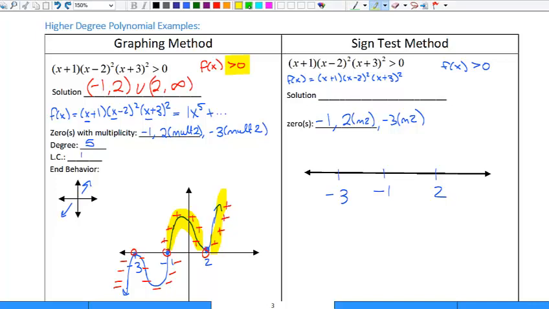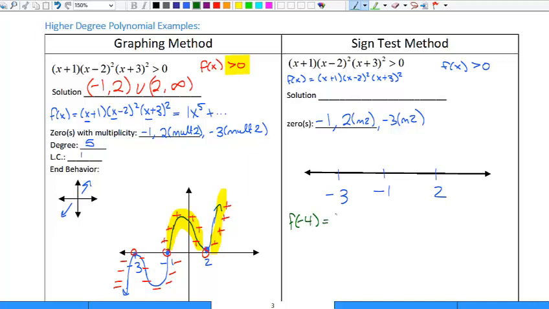And now I have a lot of intervals. I've got an interval to the left of negative 3, between negative 3 and negative 1, between negative 1 and 2, and then again between 2 and infinity. That's a lot of intervals that I have to figure out. So that means I have to choose a value in between each one of those intervals. So for f of something to the left of negative 3, we'll try negative 4.